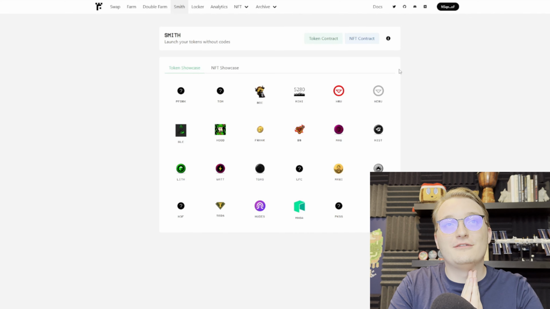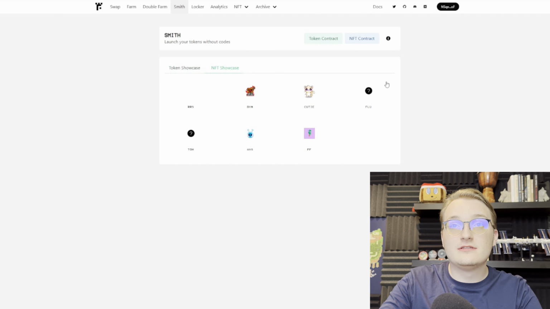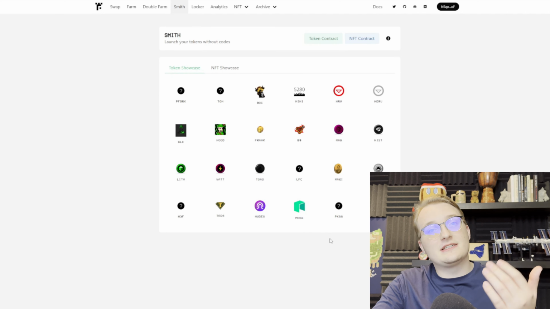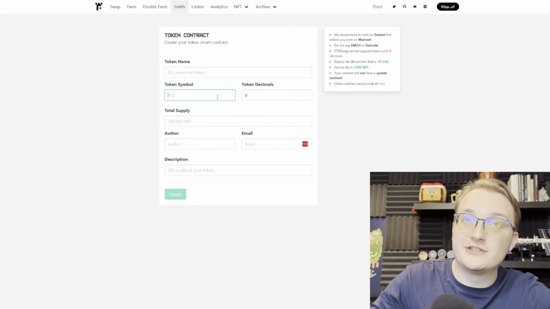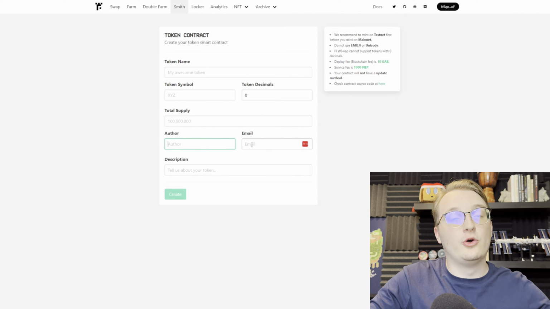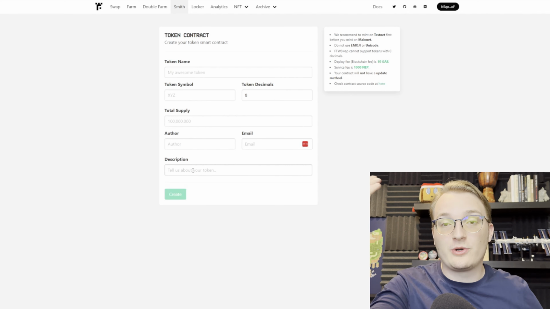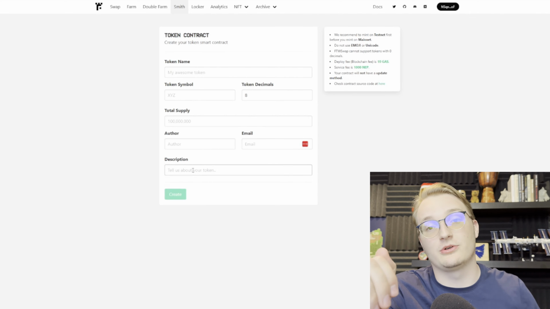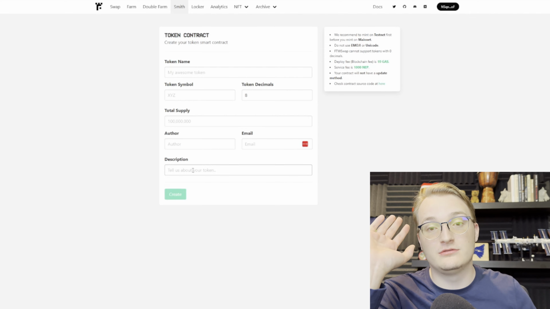the joy of Smith is you can create a token or an NFT. As you can see, people have already made these, and let's just go into the token contract. You say your name, the symbol, how many decimals you want it to break down into, the total supply, who makes it, your email, description. You have a token, a crypto token, your own token. You can send it to everyone without code.